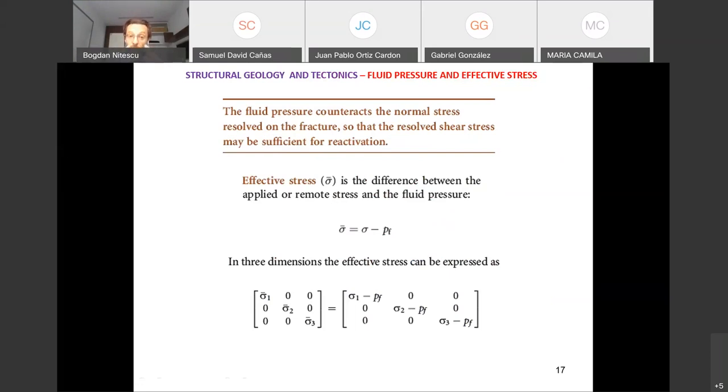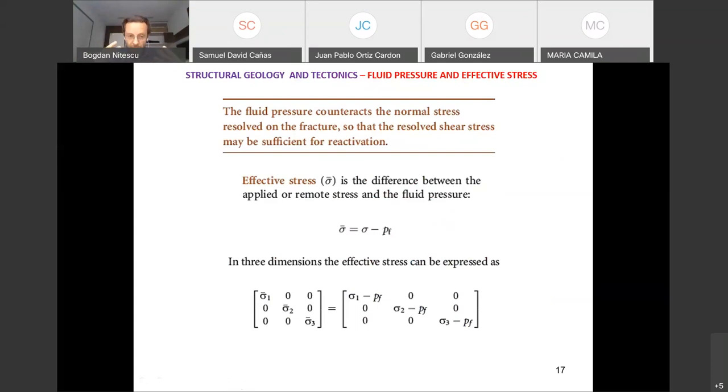Now, what happens with the fluid pressure? You can imagine, the pressure of the fluid will push against the wall of the pore. So on the one hand, you have the geologic stresses, as we discussed, that act on the rock. Yeah, the Deepwater Horizon, that was the name of the hole. Sure, Gabriel. So on one hand, you have the geologic stresses that act on the grains and on the rock. And on the other hand, the pore pressure will act oppositely to the geologic stresses. That's why the fluid pressure counteracts the normal stress.